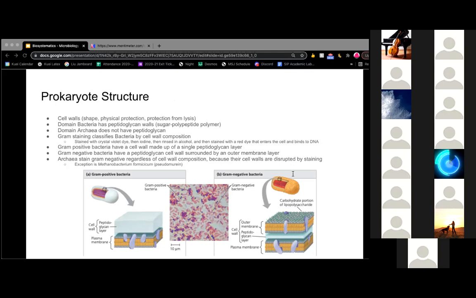And so gram staining is mainly used in the domain bacteria rather than archaea, because most archaea stain gram negative in the gram test regardless of their cell wall composition. This happens because their cell walls are so disrupted by the staining process that they're unable to retain the crystal violet dye. An exception to this is the archaeon Methanobacterium formicicum, whose cell walls contain pseudomurein, which is a chemical that closely resembles the composition of bacterial peptidoglycan.